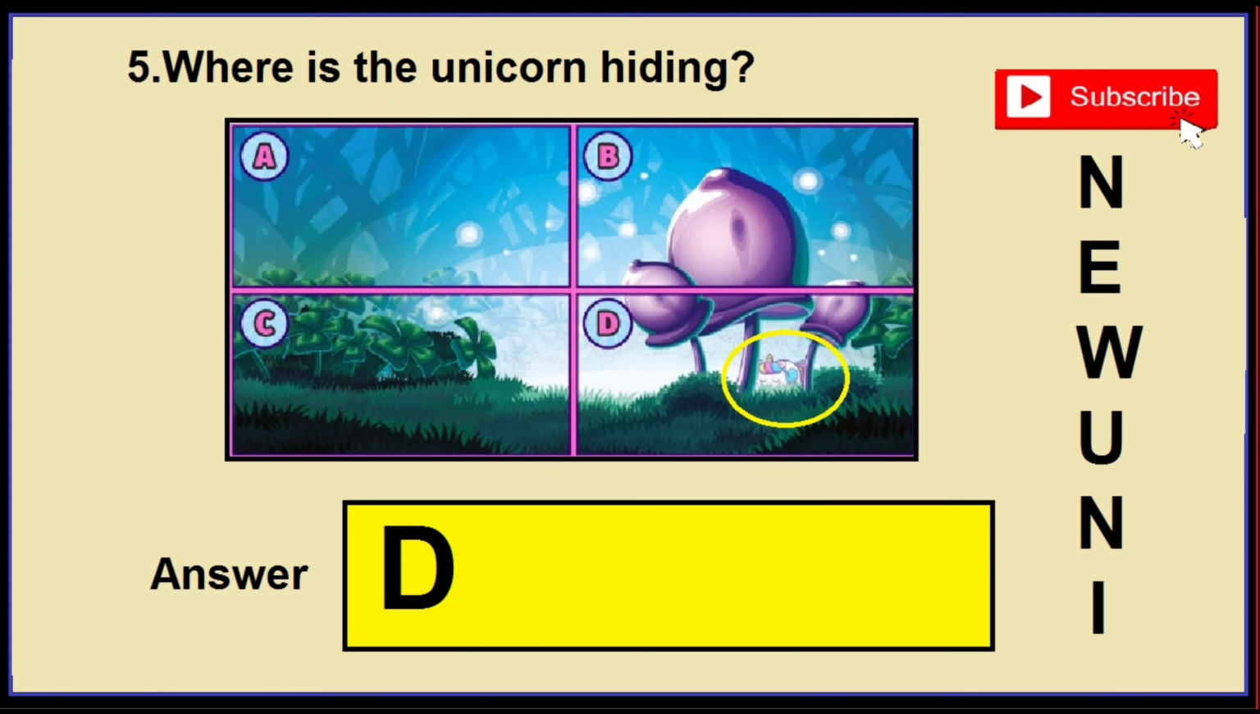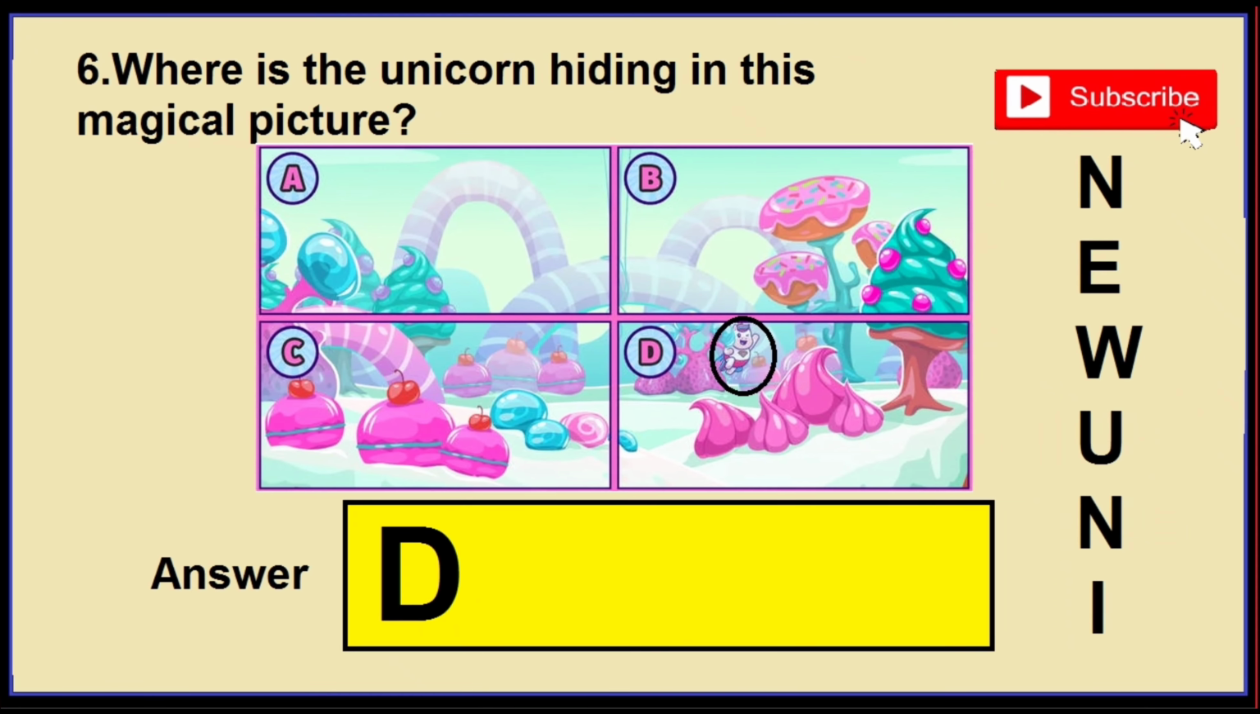Now for question number 5, the correct answer is D. Since you can see that a unicorn is sleeping under a mushroom here in option D, just click D. Now for question number 6, the correct answer is also D. Since you can see that a unicorn which is like Superman is there in option D, just click D for this question number 6.